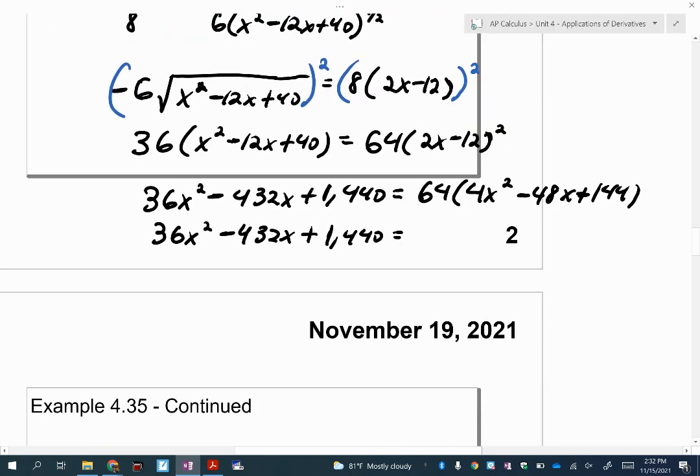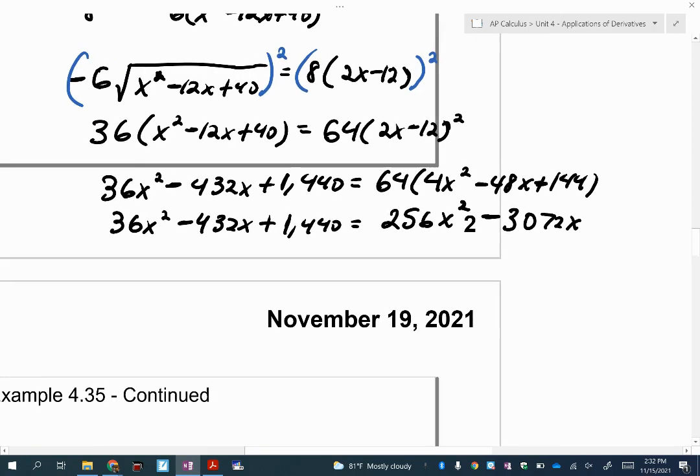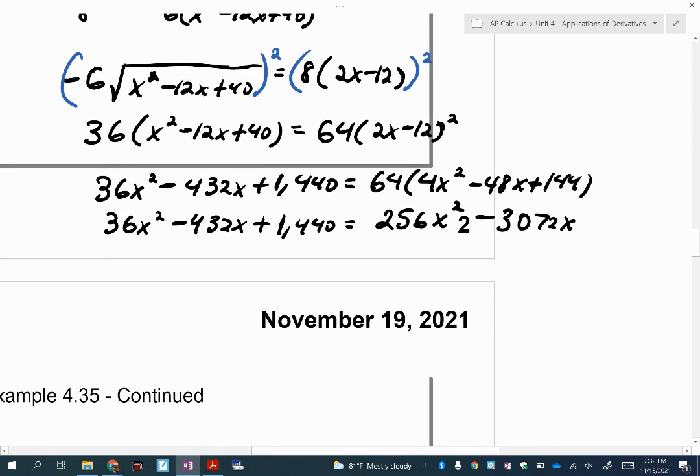All right, and that's going to be 64 times 4, which is 256x squared minus 48 times 64, which is 3072x, and then, oh my goodness, this is a big one here, 144 times 64, which is 9216. Okay, so let's get all this set equal to 0, and then I can type it into Desmos.